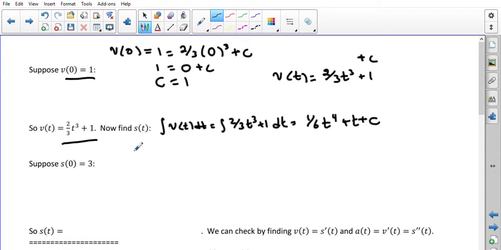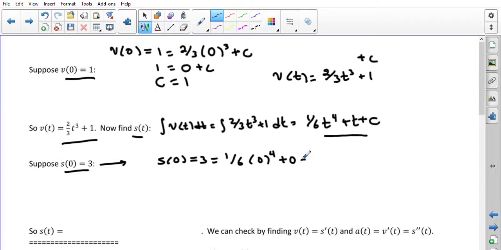So let's plug in our initial condition. We know that the initial position is 3 at time 0, so we're going to say that s of 0 equals 3, and we plug into our s of t function, 1/6 times 0 to the 4th plus 0 plus c. So 3 equals 0 plus 0 plus c, and of course that means that c is equal to 3. And so our final s of t function is going to be 1/6 t to the 4th plus t plus 3. We can take these two derivatives to verify that.